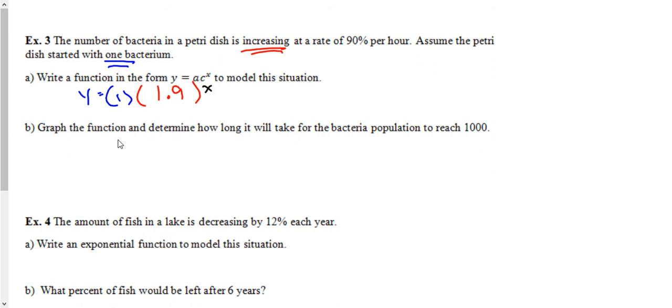from there. Down here it says graph the function and determine how long it will take for the population to reach 1,000. So if I know I'm trying to reach 1,000, I'm going to have y equals 1,000 equals 1 times 1.9 all to the exponent x, and that's going to be my equation. What I want to do is graph y1, y2. So this one here I'll graph as y1, and all of this over here I'll graph as y2, and I'm looking for my x value.